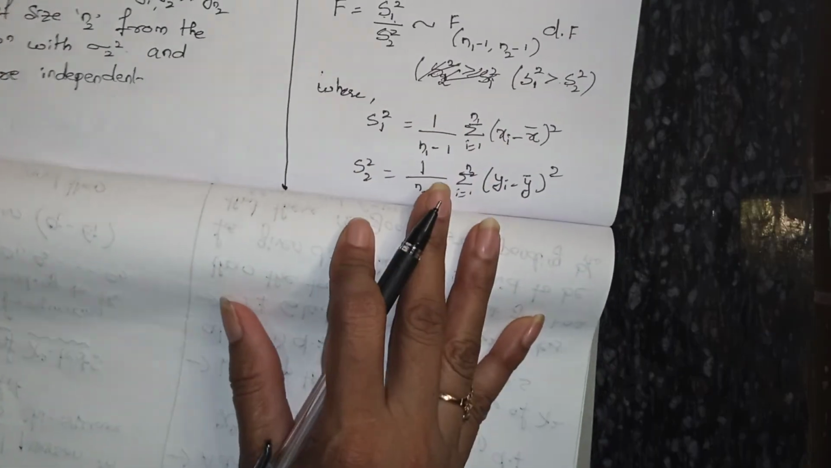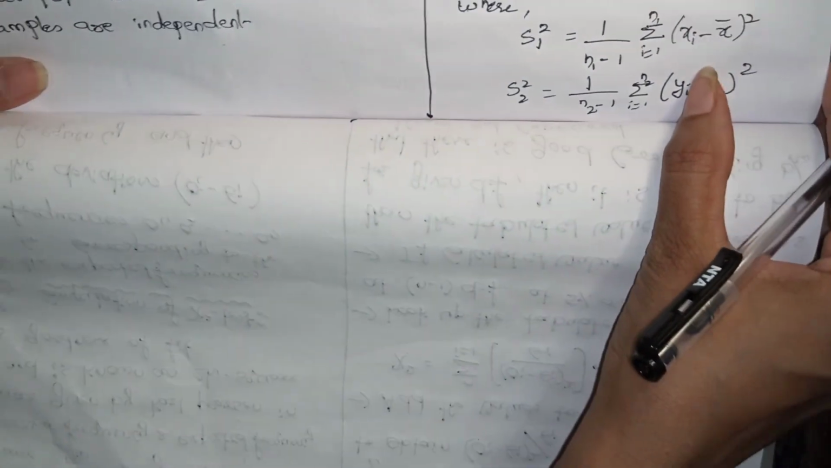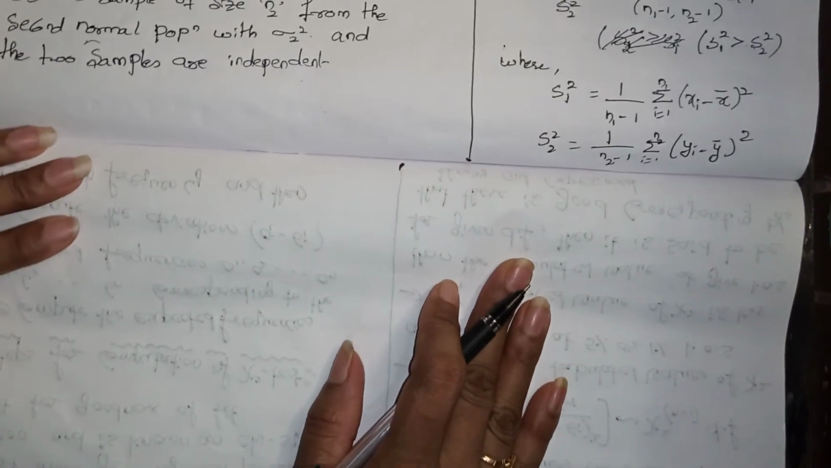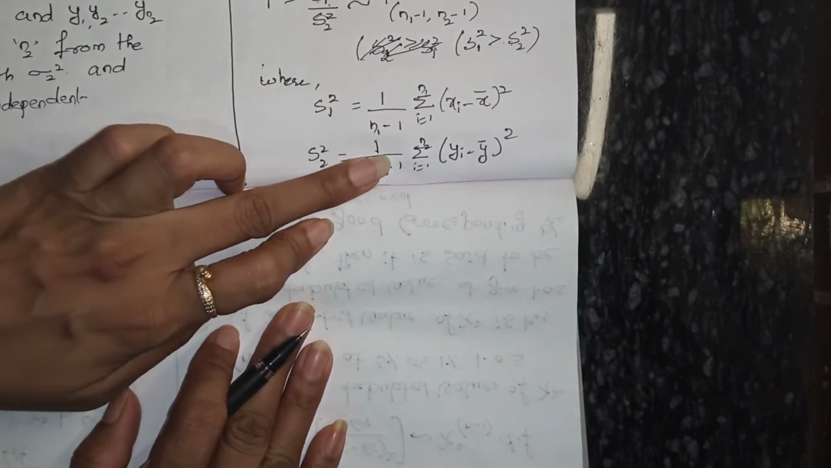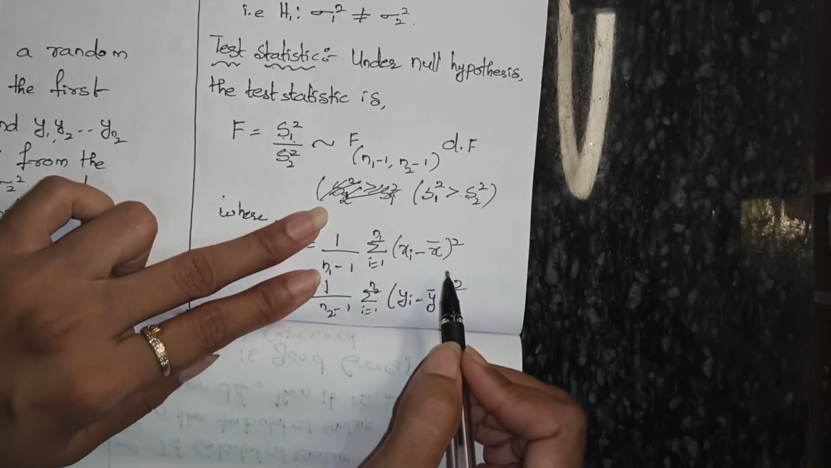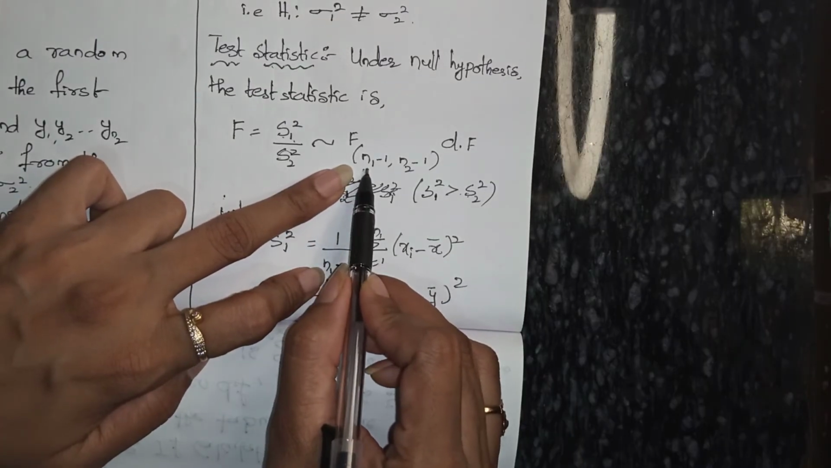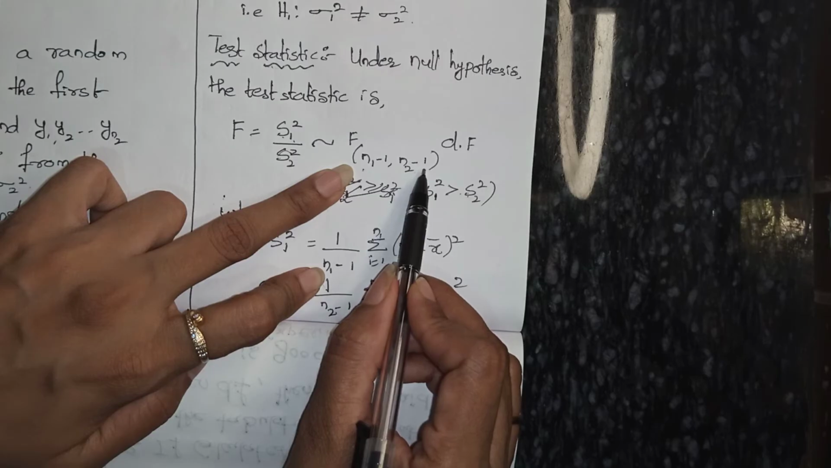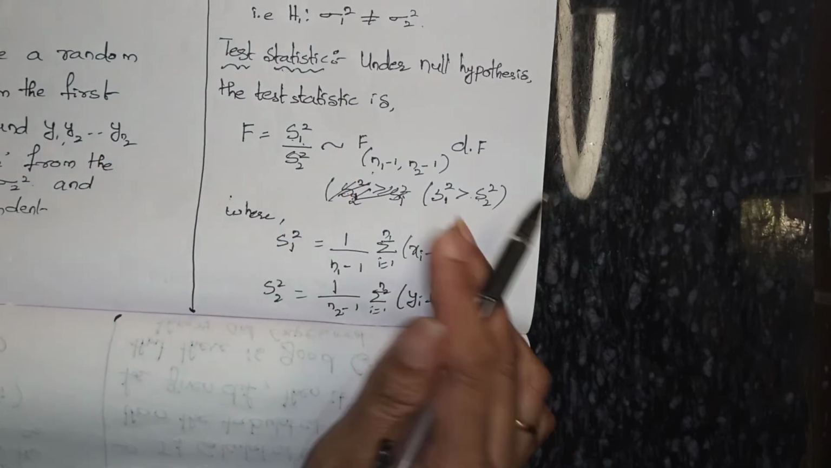Now the level of significance and degrees of freedom. Here the degrees of freedom are n1 minus 1 comma n2 minus 1.